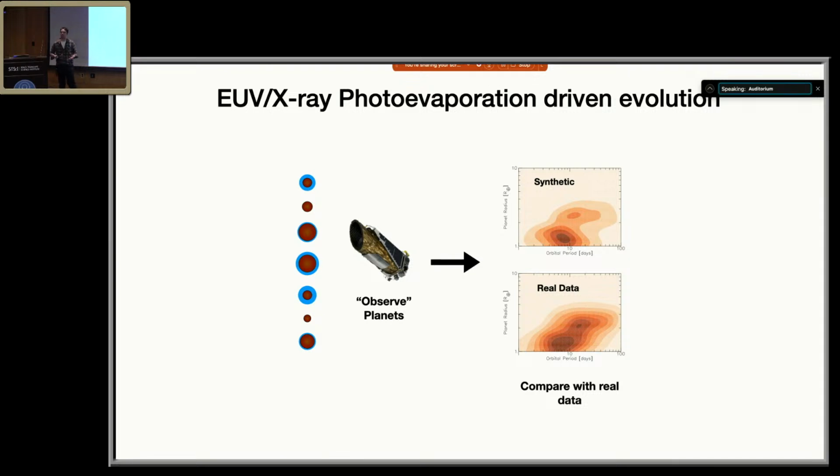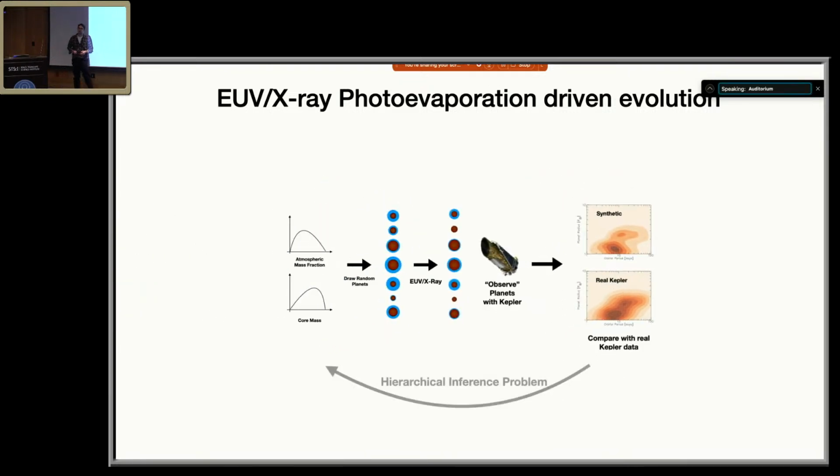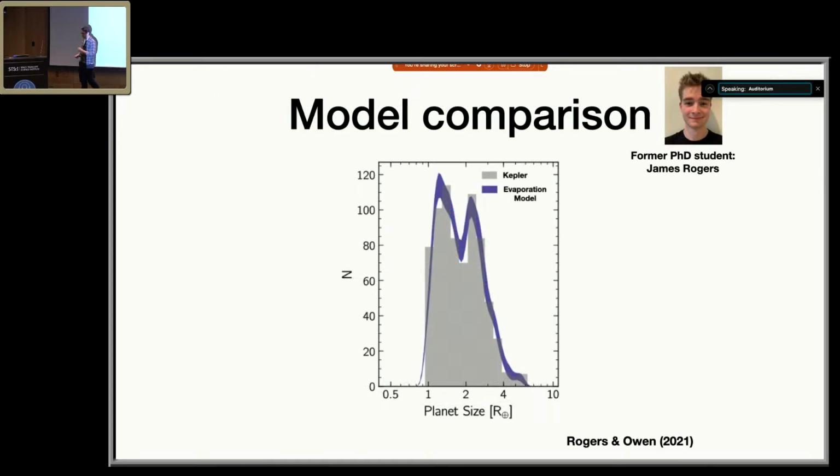The nice thing is, right, you can combine this whole thing into sort of an inference problem and then adjust your initial guess. And you can show that you can get a perfect match to the exoplanet distribution. So this is some work by my former PhD student, James Rogers.